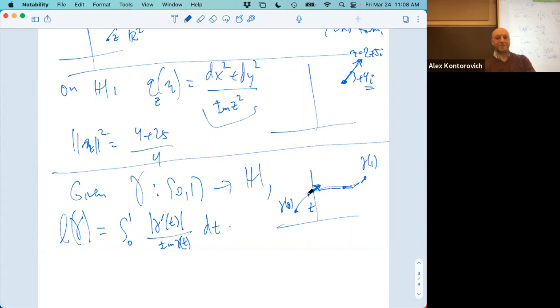So this is the length as measured at each point by a different length. And this is what it means for a curve, a differentiable curve, to have a length. Does that make sense?